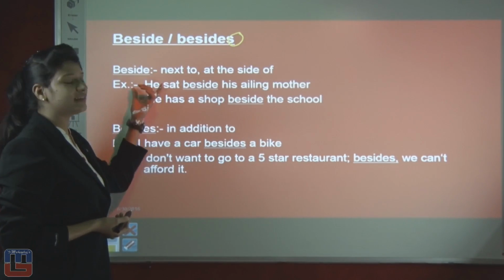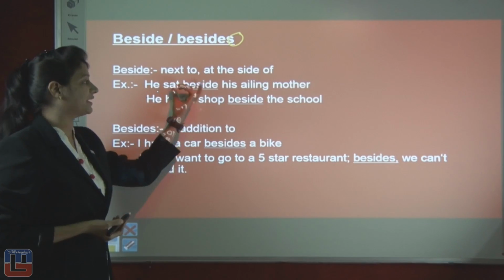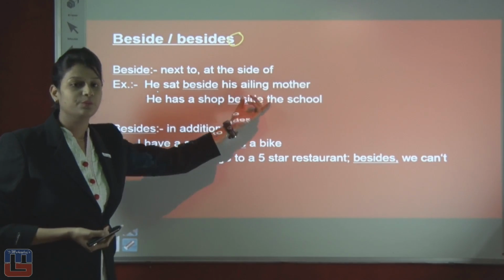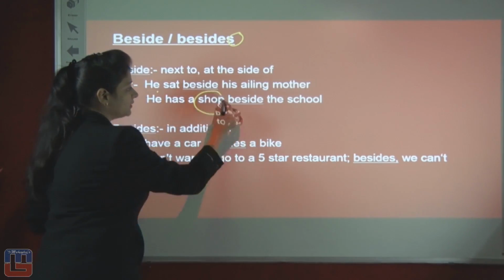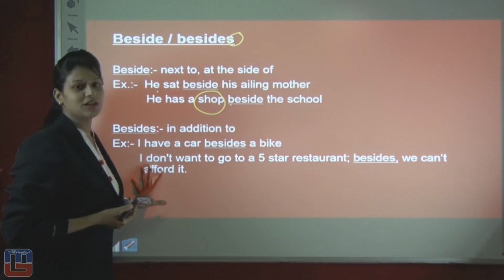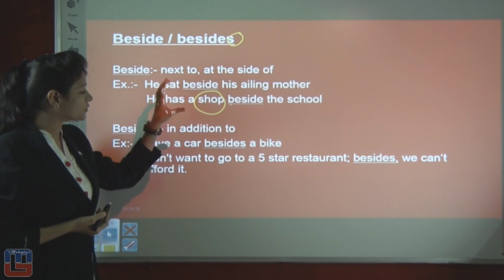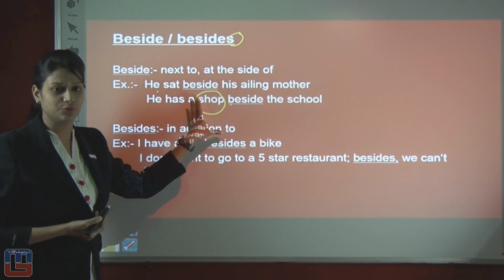So this guy, he was sitting somewhere. And where was he sitting? He was sitting beside his ailing mother, next to her. He has a shop beside the school. So there is a shop that lies beside the school, just next to it. So we are talking about the position of this shop which is beside the school.